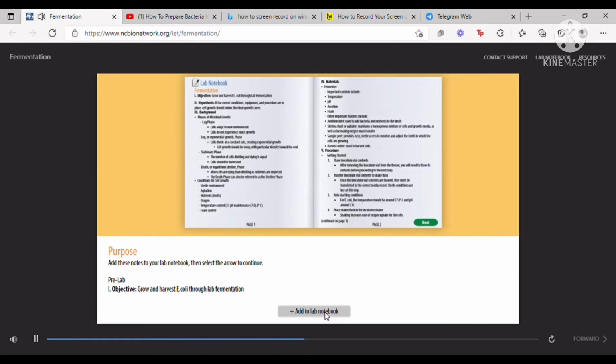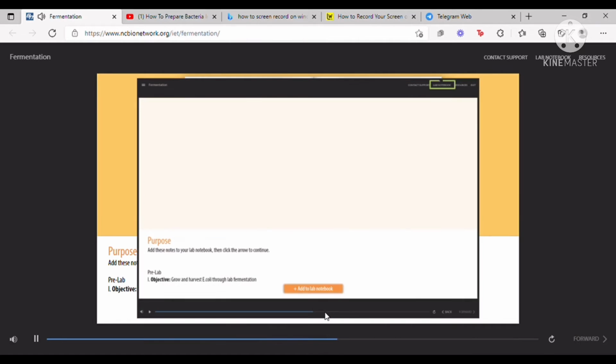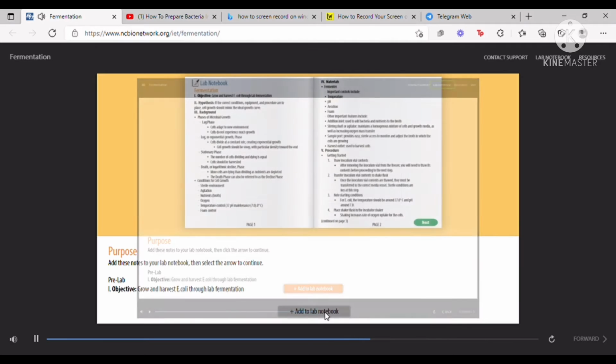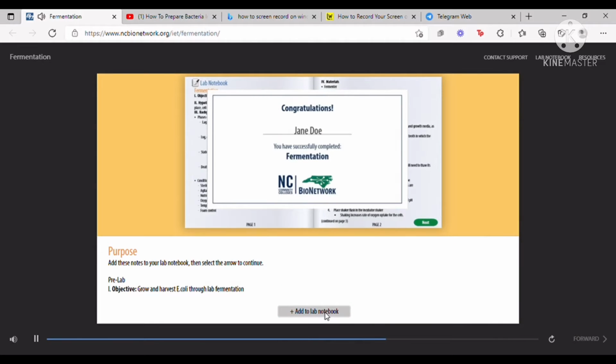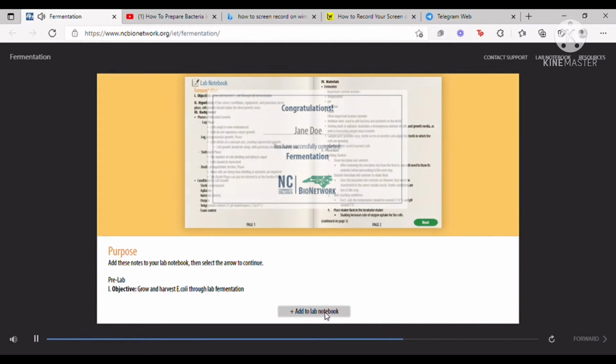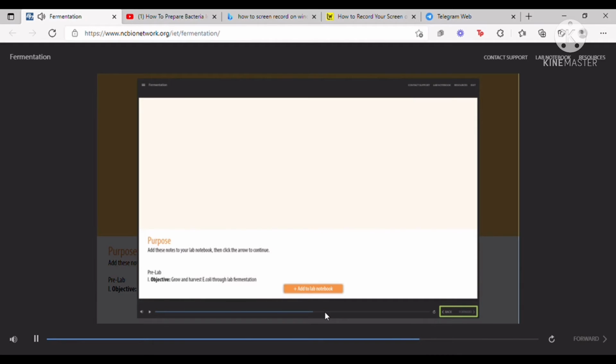Whatever we've learned, like the principles, we would add into the notebook so that when we are proceeding with the lab later on, we would be able to review the notes in the lab notebook.